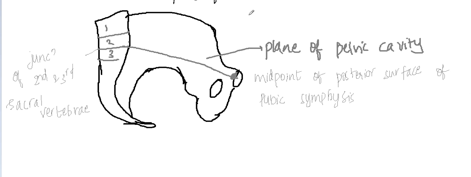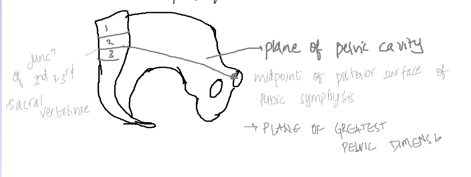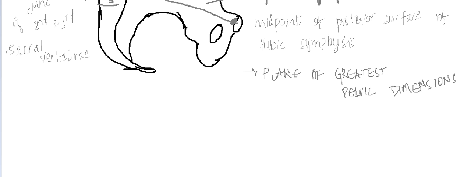So this plane of pelvic cavity is also called as plane of greatest pelvic dimensions, and it is almost round in shape. Now if you see, what is the axis of the pelvic cavity? Axis of the pelvic cavity, as I have said, it is perpendicular.